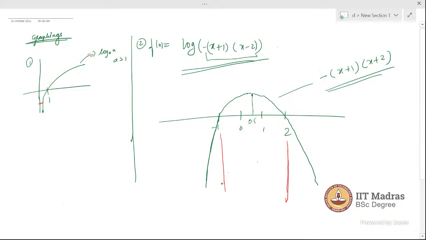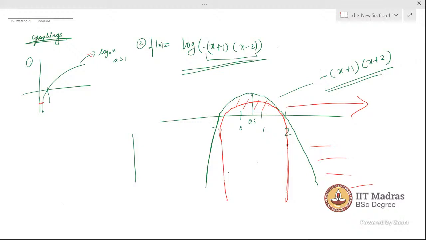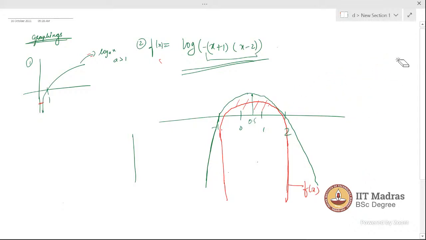Now where is my log defined? Is my log defined on this region? No, because these are negative, right? So it is only defined in this part, between minus 1 and 2. So how will this bending happen? Something like this, not touching minus 1 and 2. So this is the graph for this log function, the graph for this f of x. Clear? All good? Yes, sir. What is the range for this?